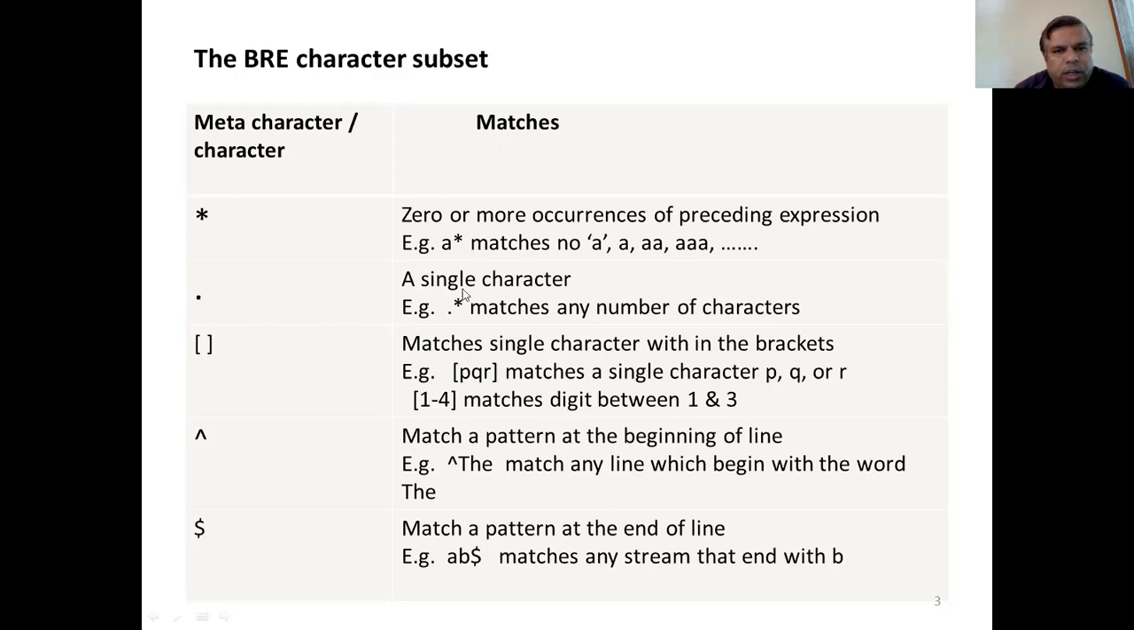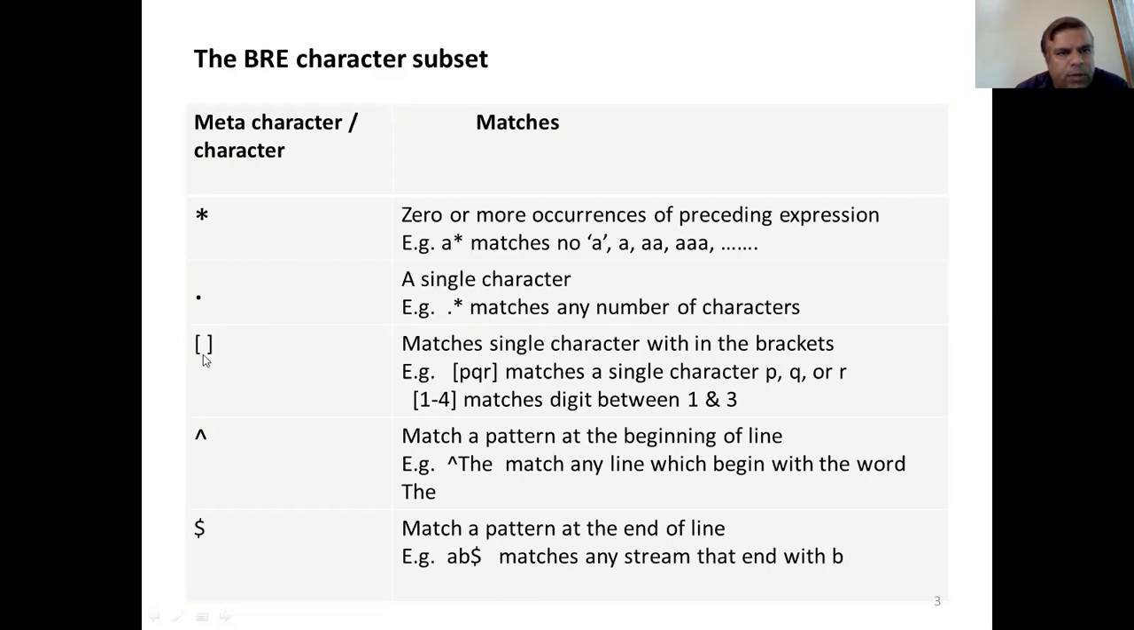Dot matches a single character. Example, dot star, so star is present after dot. This matches any number of characters. Star means 0 or more occurrences, so when you use star after dot, it matches any number of characters.